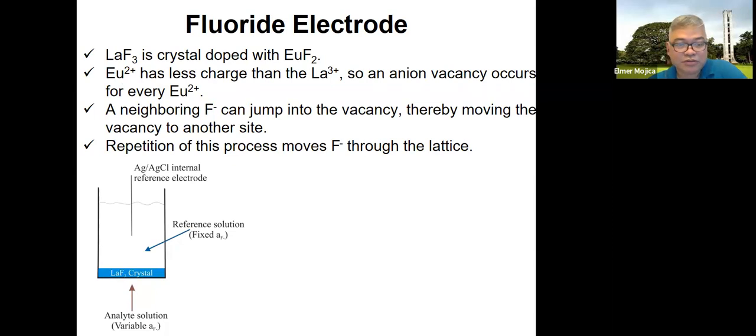If you look at the interface here, you have a reference solution that has the fixed activity of the fluoride, and then the analyte solution that has variable activity of the fluoride. In between them, where a glass pH electrode has the glass membrane, is lanthanum fluoride crystals that serve as your crystalline membrane.